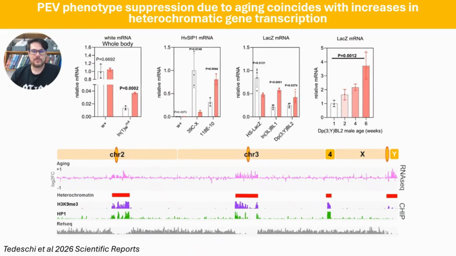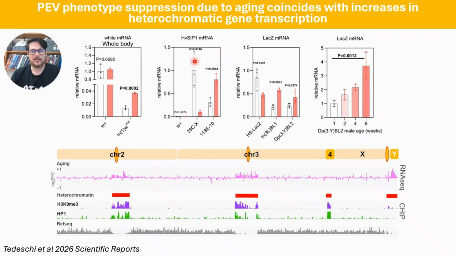And to show that this coincides with transcriptional changes, we can measure mRNA of the white gene using qPCR. This is all qPCR measurements at the top here. And these PEV flies normally have suppressed expression of the white gene compared to a wild-type control due to its position effect. That's a young age. But then in old age, that's the red one here, there is increased transcription of the white gene.